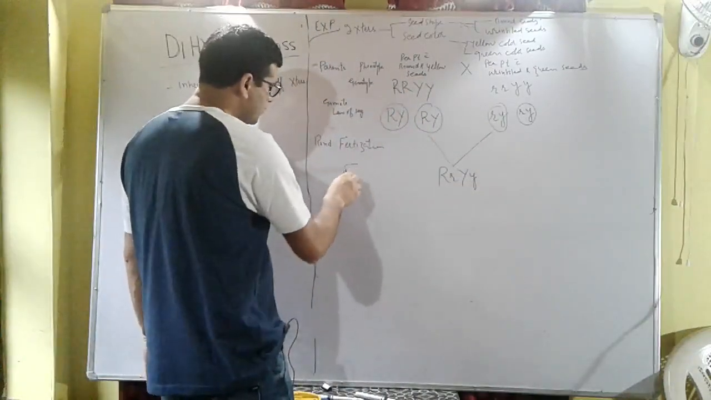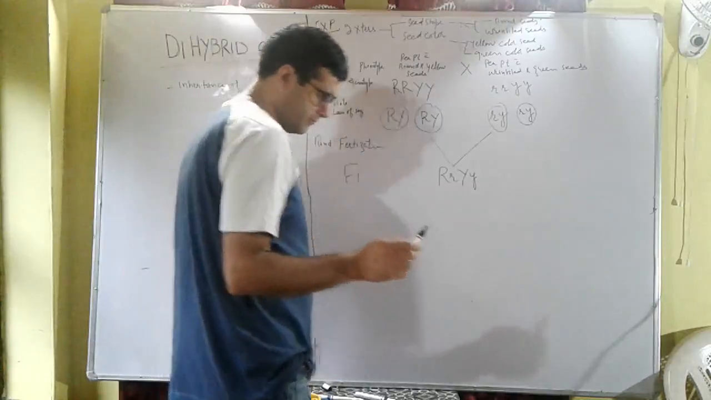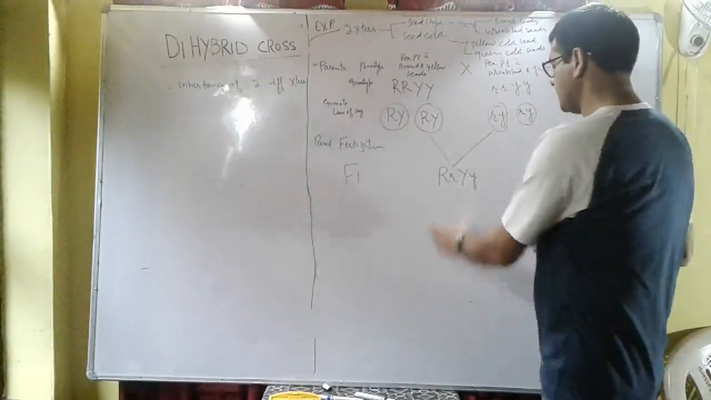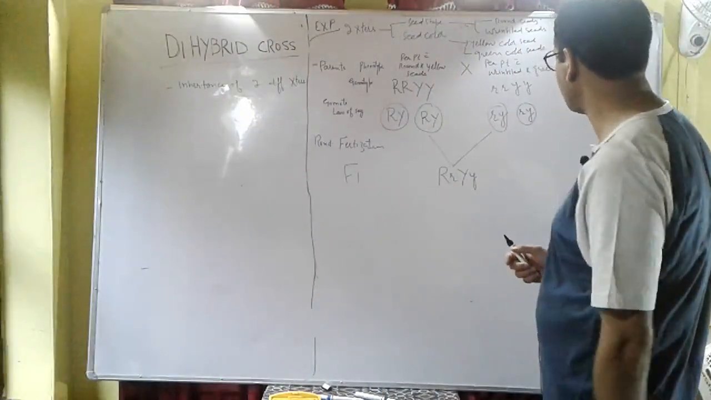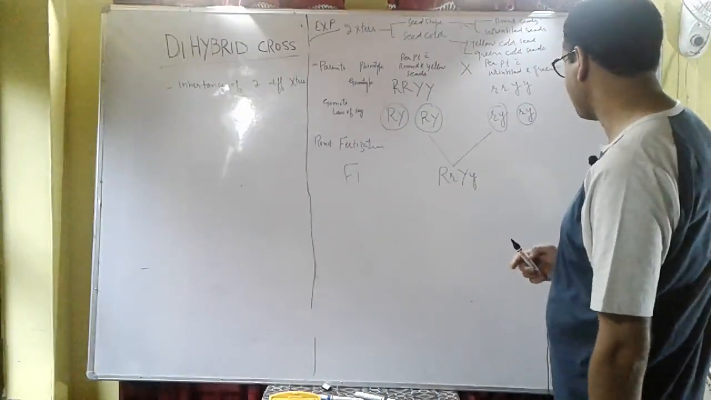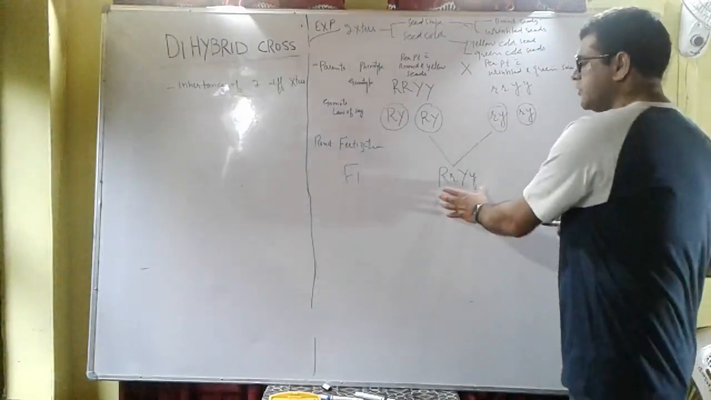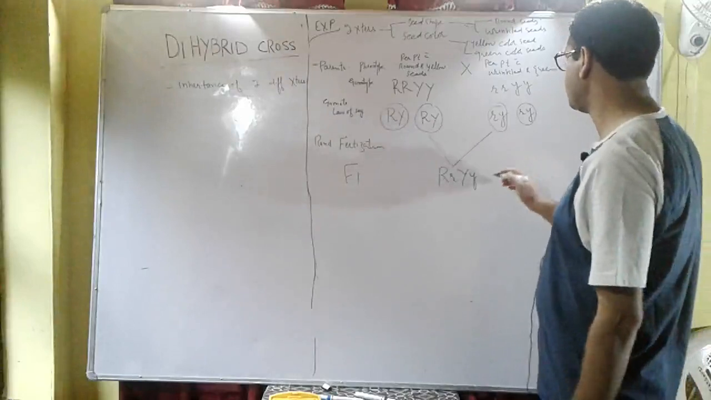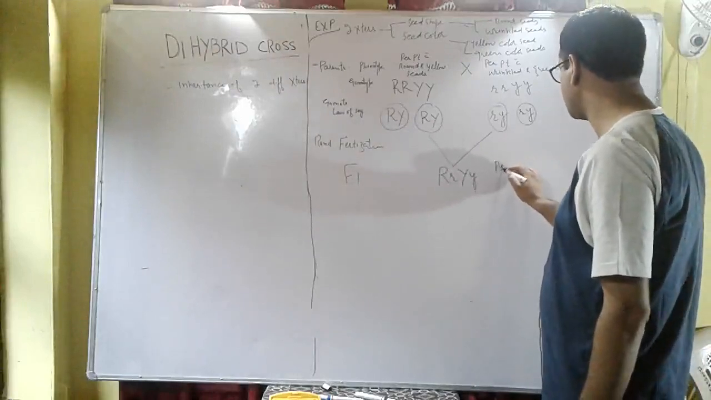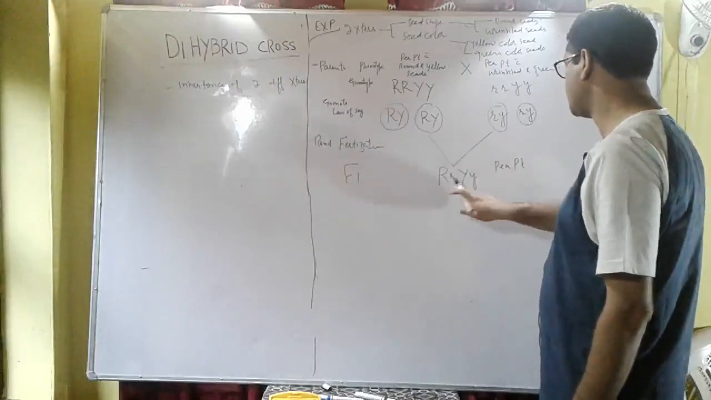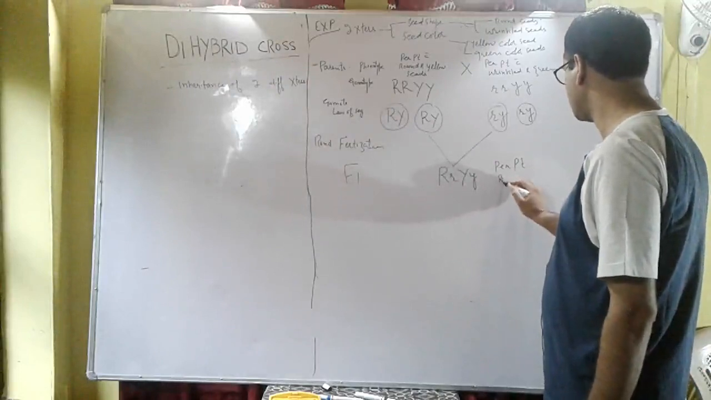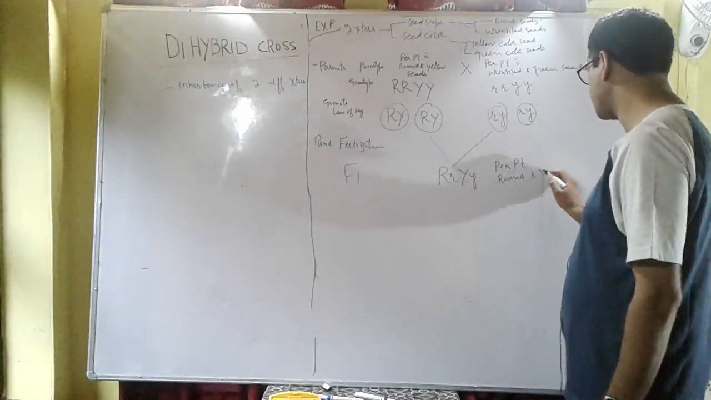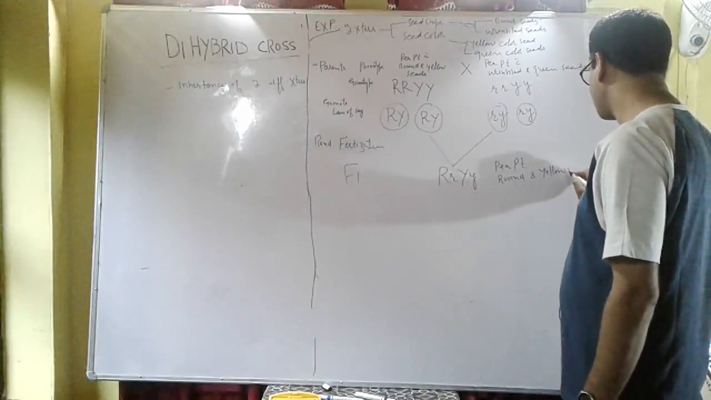So this is F1, the first filial generation, or F1 generation. And obviously, this is the genotype. What is the phenotype? This is a pea plant with round and yellow seeds.